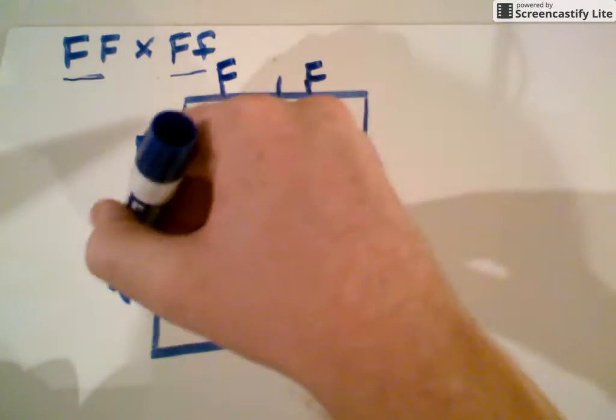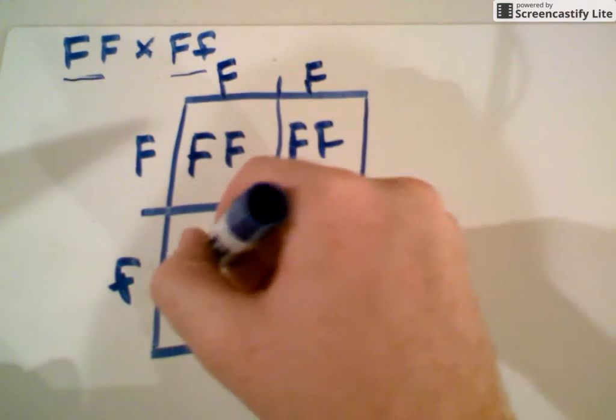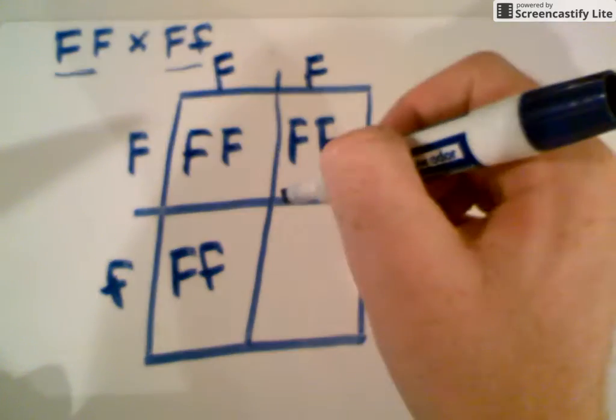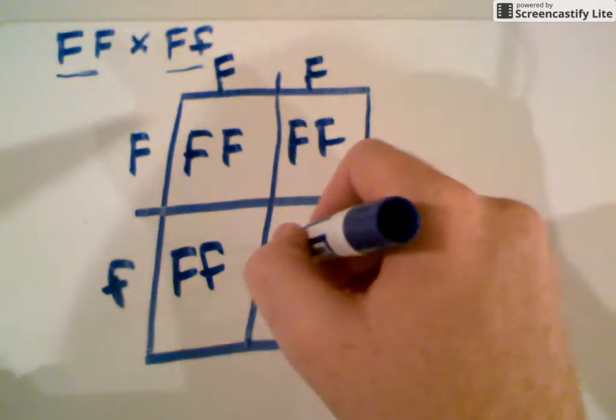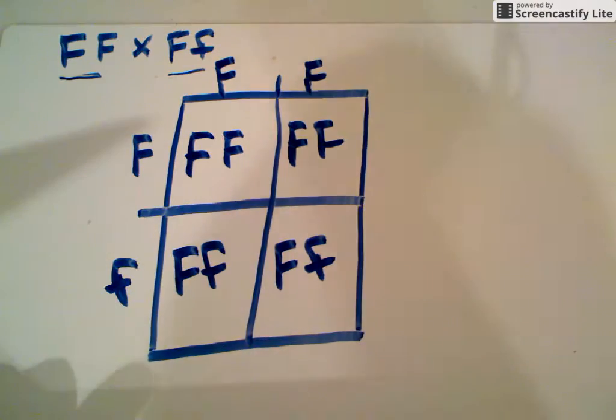Then in this bottom box, we'll come across, lowercase, and down. I always put, if there's going to be a dominant allele, I always put it first, like that. And then same thing here. So that would complete our Punnett square.